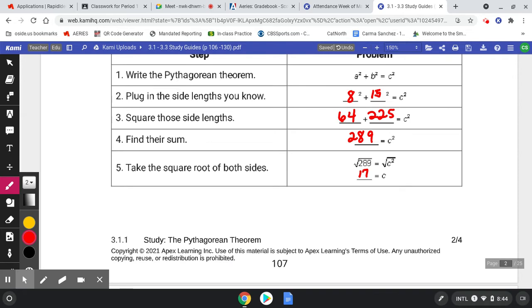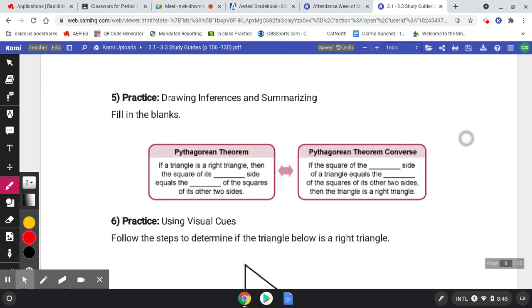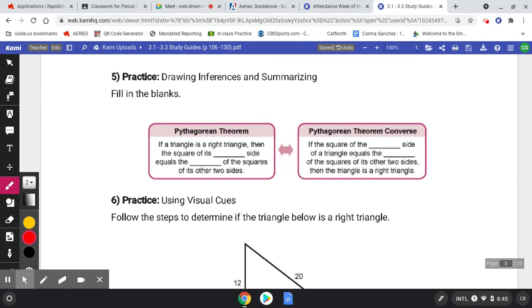Now, what if you go to take the square root of something and it's not a perfect square? You would then simplify the radical or use your calculator to get a decimal estimated value. We'll talk about that in the future. For now, let's keep going down here to the next section.